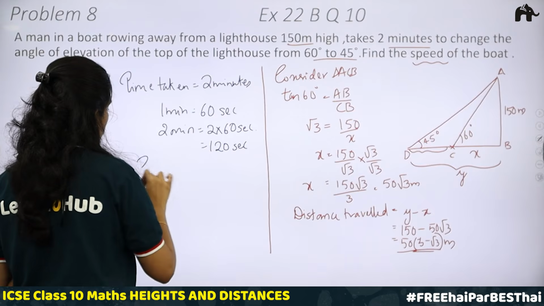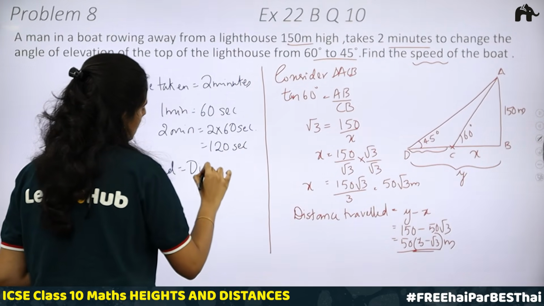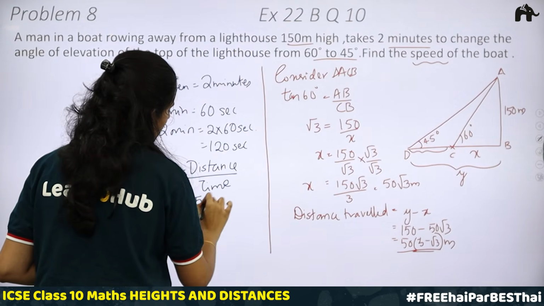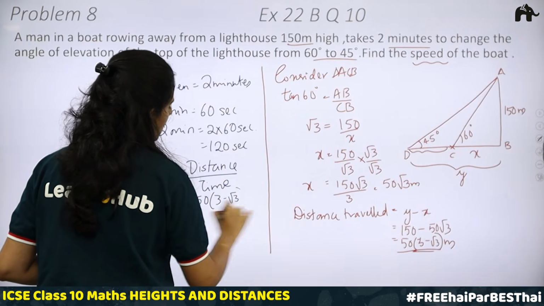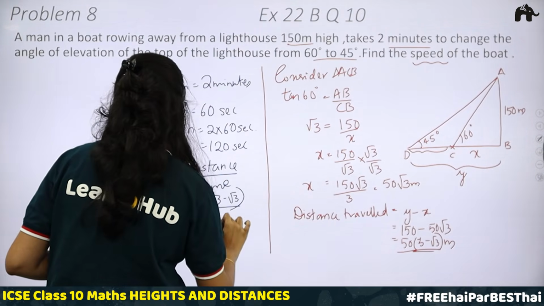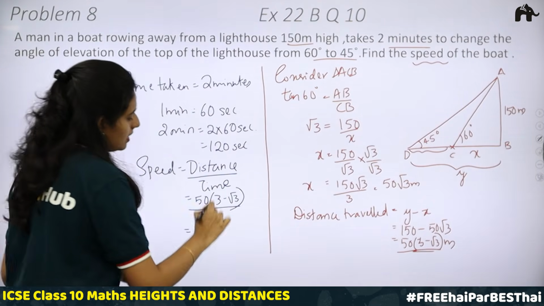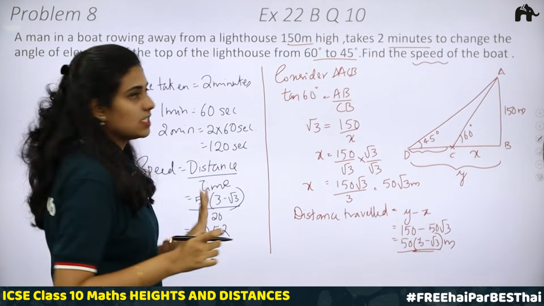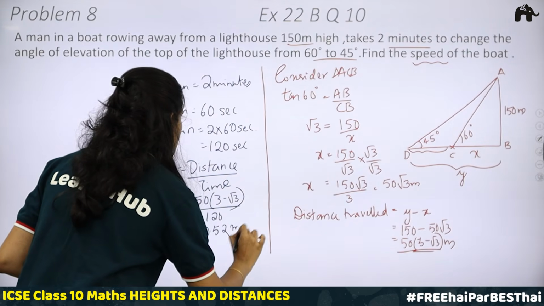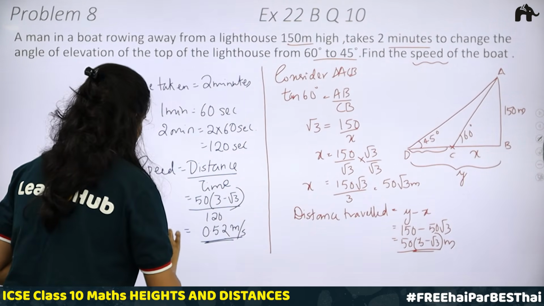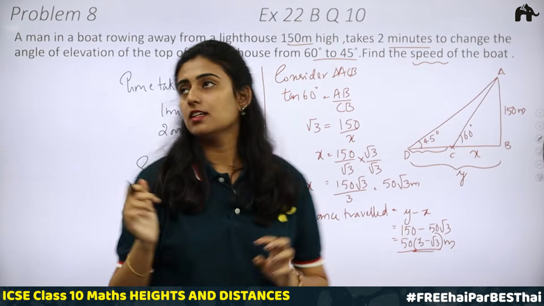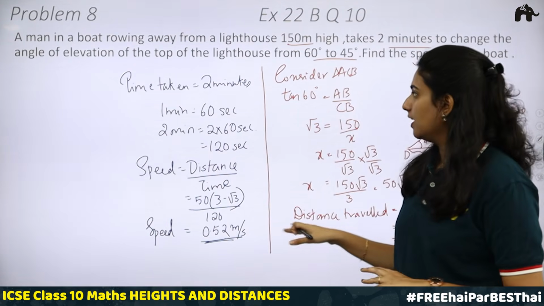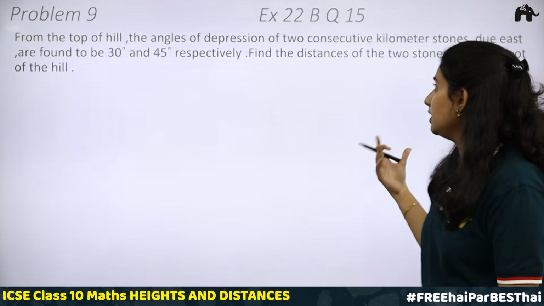Therefore, we'll be having speed. Speed is equal to distance divided by time. Here the distance is 50 into 3 minus root 3 divided by time taken 120 seconds. When you divide this, you will be getting final answer 0.52. What is the unit? Distance is in meter and time is in seconds. 0.52 meter per second. Okay. Speed with which the man is rowing boat is equal to 0.52 meter per second. Clear?